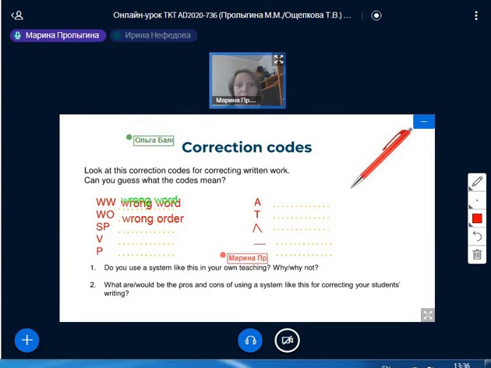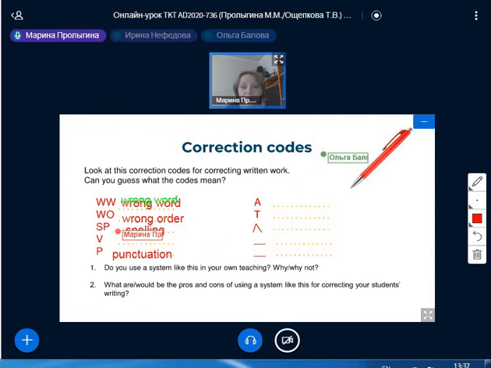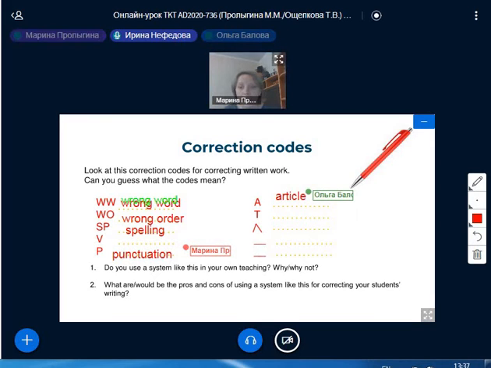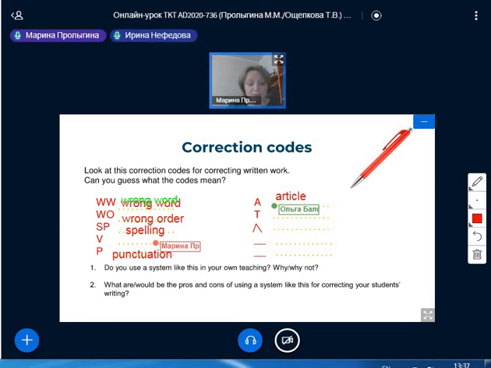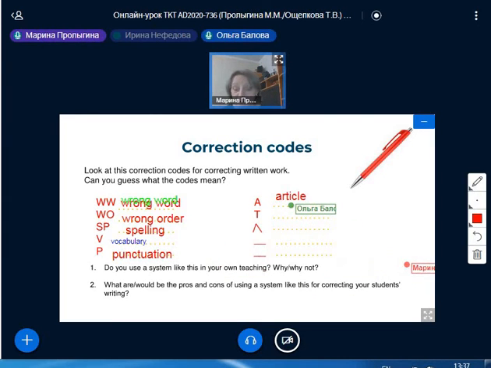Spelling. Okay. Vocabulary. This is vocabulary, right? Punctuation. It can be punctuation, right? Good. What about A? Article, yeah. So the thing that actually does not exist in Russian. Tense? Yeah, it can be tense, right? Okay, you can write tense.